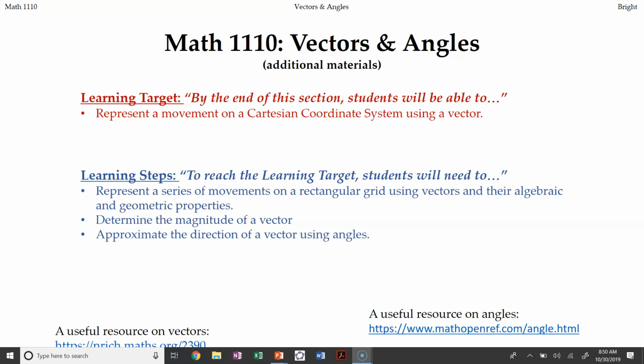Welcome back. In this video we're going to look at vectors, and in this section we're actually going to jump out of the textbook for a little bit and look at both vectors and angles. And for angles, we're going to rely on some of your knowledge from geometry from your previous schooling. But at the end of this, what we want to be able to do is look at movement on the Cartesian coordinate system using a vector, and to do that we're going to look at algebraic and geometric properties and talk about the length of a vector, or the magnitude, and then also talk about direction.